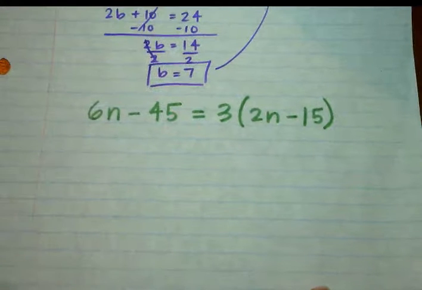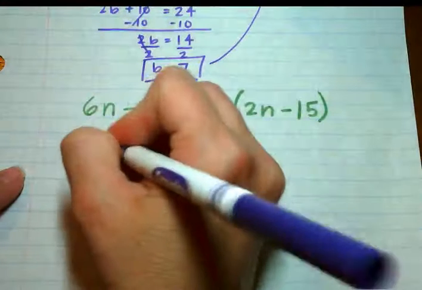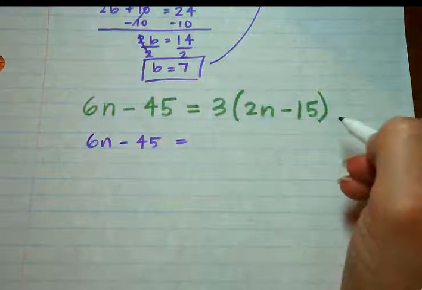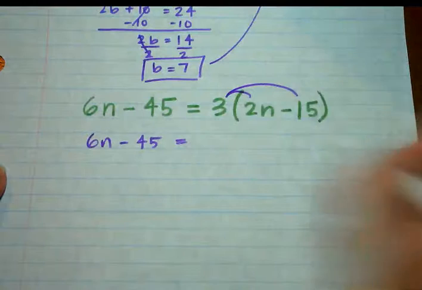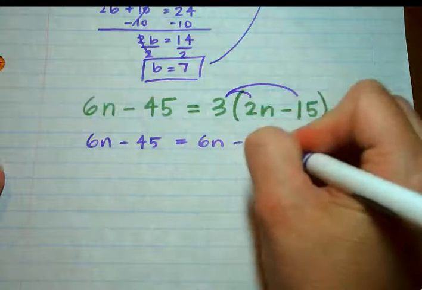All right, I have another example, just more with distributive property. This time we only have to distribute on one side. So this side we're going to leave as is. So 6n minus 45. And on the right side, we're going to distribute this 3. So we're going to end up with 6n minus 45.